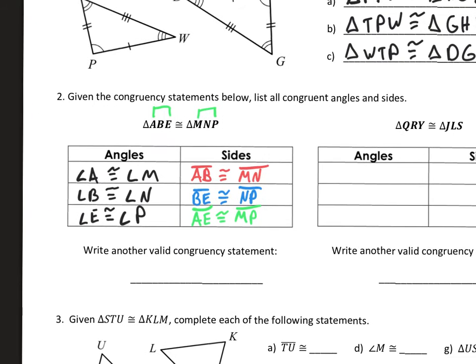All right, and the final thing it says, write another valid congruence statement. Okay, we could just shuffle up the letters here. Instead of ABE, triangle ABE, I will call it triangle EBA. This will give me a nice simple way to write this. And then P and M.